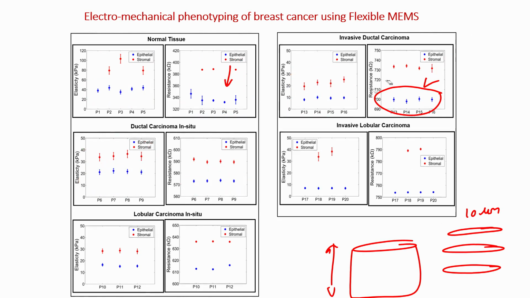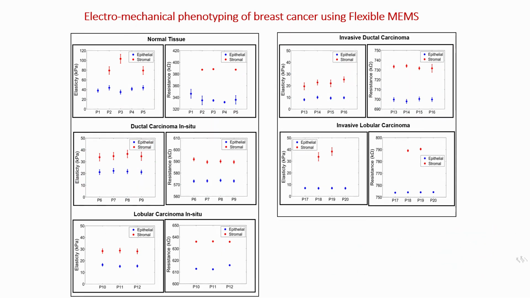My point is that the sensor that we have designed is capable of delineating normal tissues, ductal carcinoma in situ and invasive ductal carcinoma. That means it can measure the change in the tissue properties, elasticity and resistance, as the disease progresses. And this was the case of ductal carcinoma in situ.